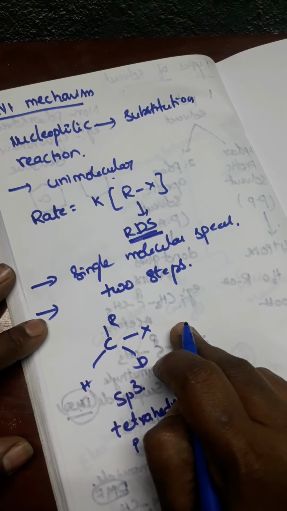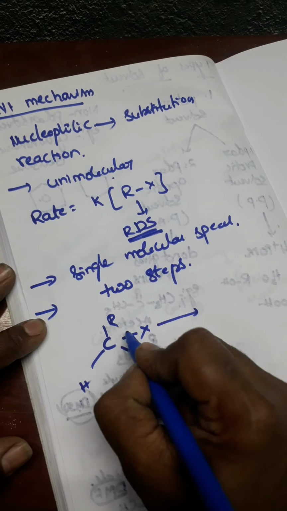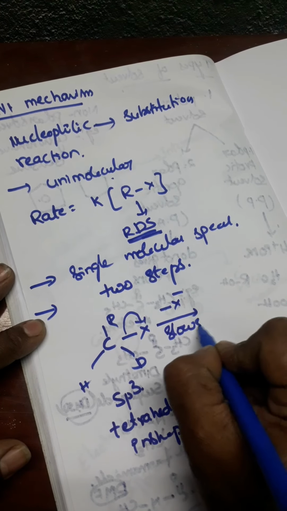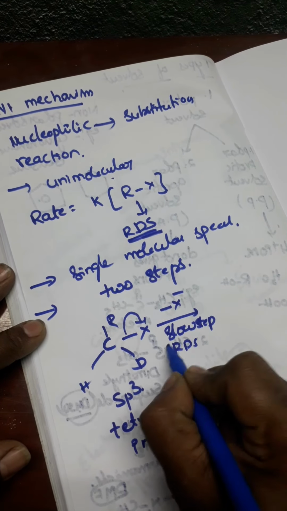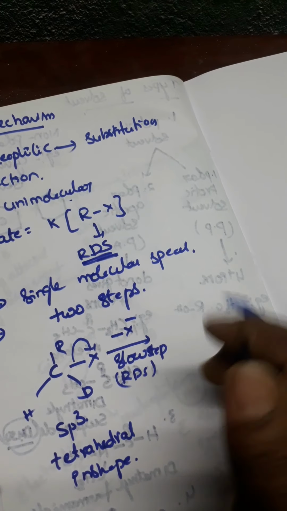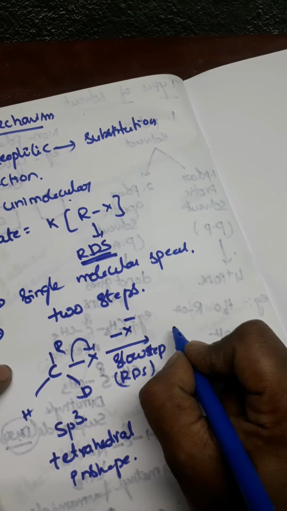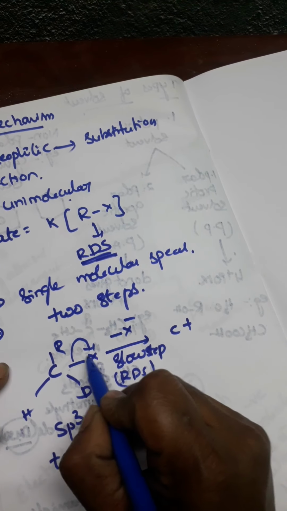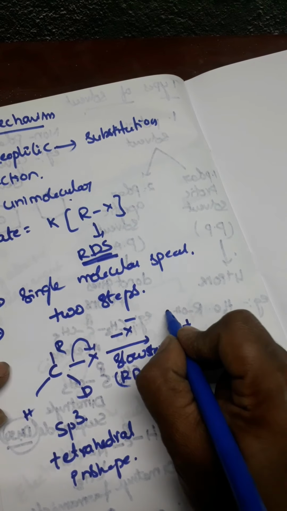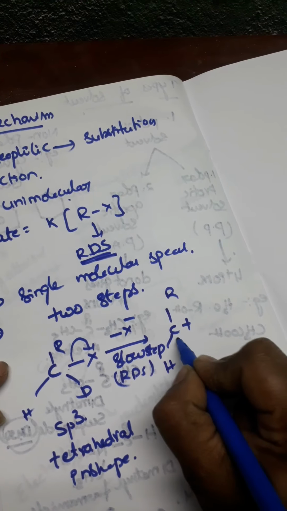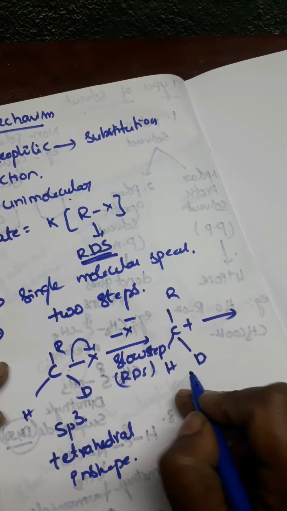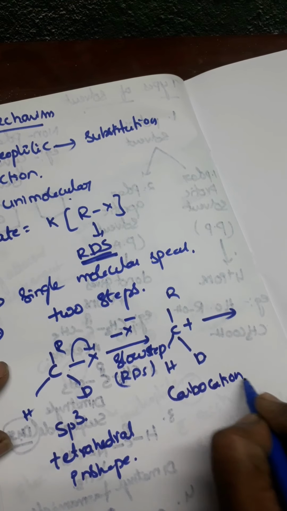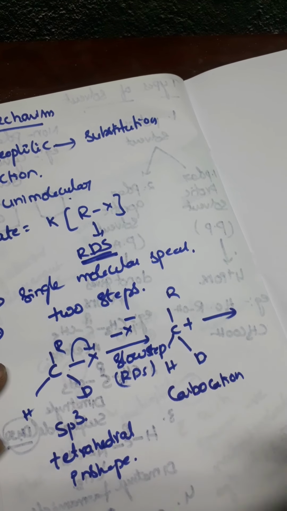Here this step is a very slow step. Here X minus will leave, and it is a slow step. This is also the rate determining step. Here, at the nucleophile, this is C plus, this bond will shift here. That's why here C plus, and here R, H, and D. This is a carbocation. This carbocation is an intermediate.